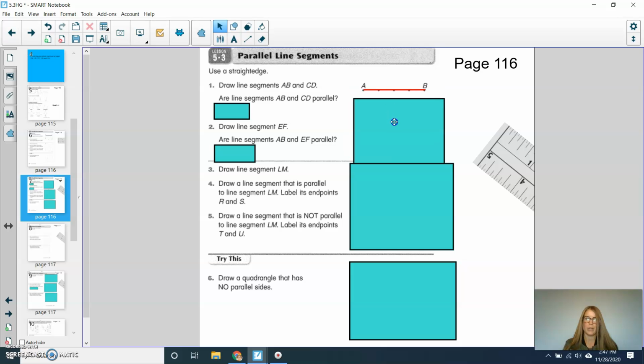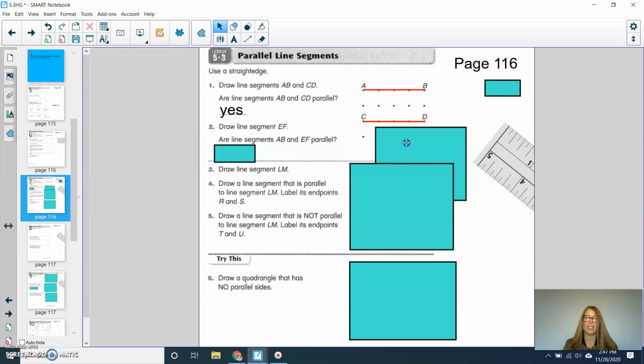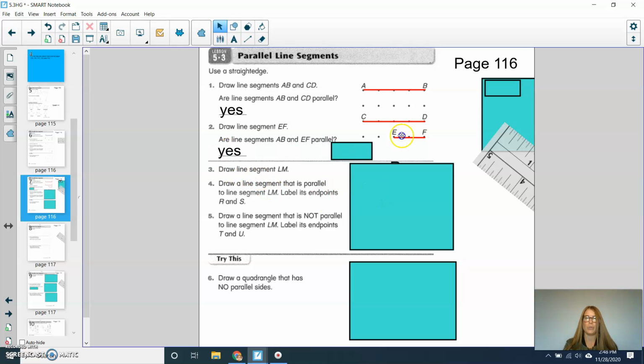All right, second graders, so we already did A, B together, and then we needed to do C, D just like that. Now, are those two line segments parallel? You should have said yes, they will not touch. Then you needed to draw line segment EF. Now, is EF parallel to AB? And again, you would have said yes, because those line segments will not touch.